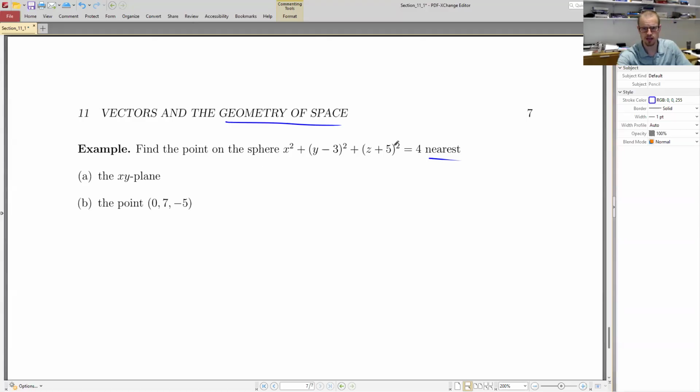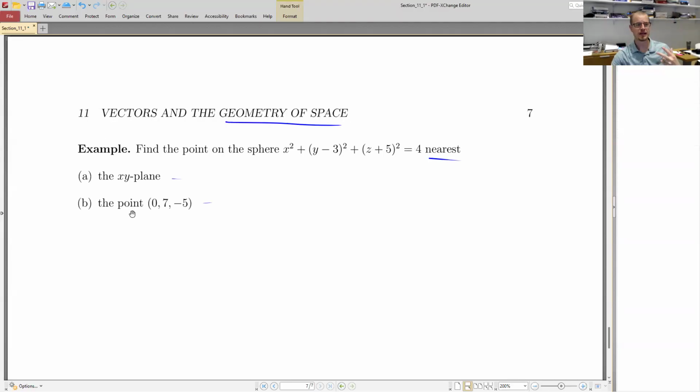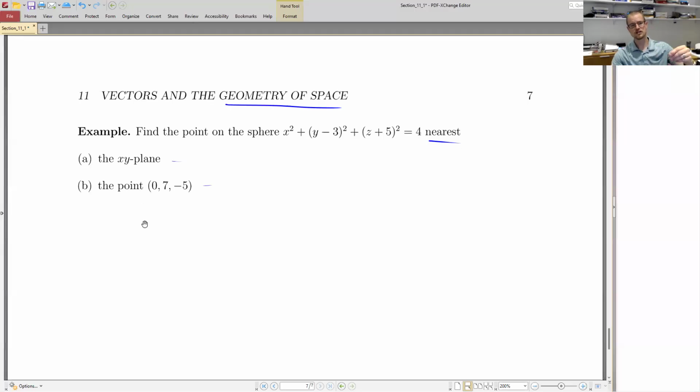So we want to find the point on the sphere that's nearest to these two things. And it works out that these are both very specifically chosen to make things relatively easy. So let's go ahead and attempt to get a visualization of this sphere and then think about the XY plane and where this point lies with respect to that sphere. If you wanted to use GeoGebra, you could do that. But what I really want you to be able to do is to think about what these things look like without relying on that technology.